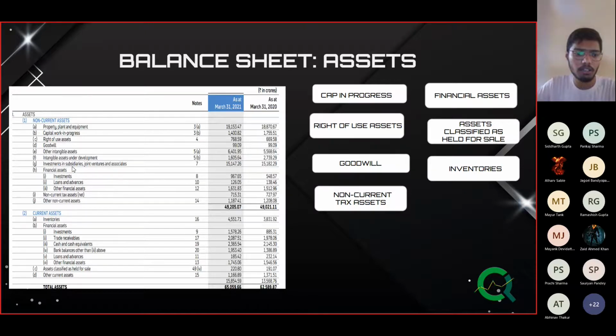Investment in subsidiaries, joint ventures, and associates. If you check the annual report, you will get to know about the subsidiaries, joint ventures, and associates of Tata Motors. They have a large number of subsidiaries and joint ventures. Like Jaguar is their joint venture, and there might be associates. There is some criteria, like how much percentage of that company Tata Motors owns. Upon that it is decided if it's a subsidiary, a joint venture, or an associate.